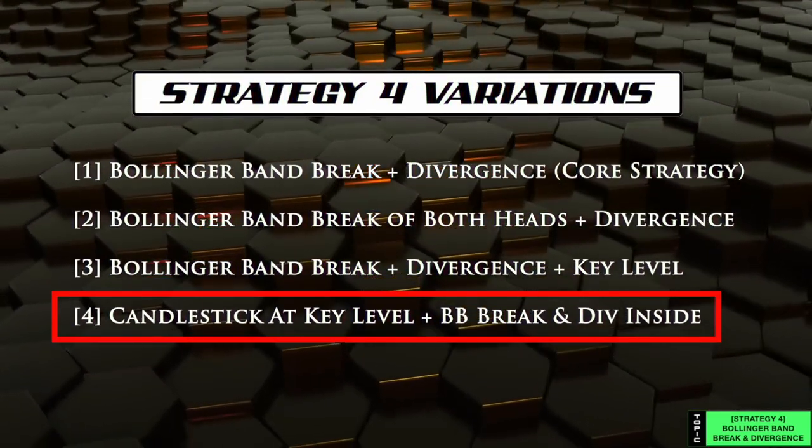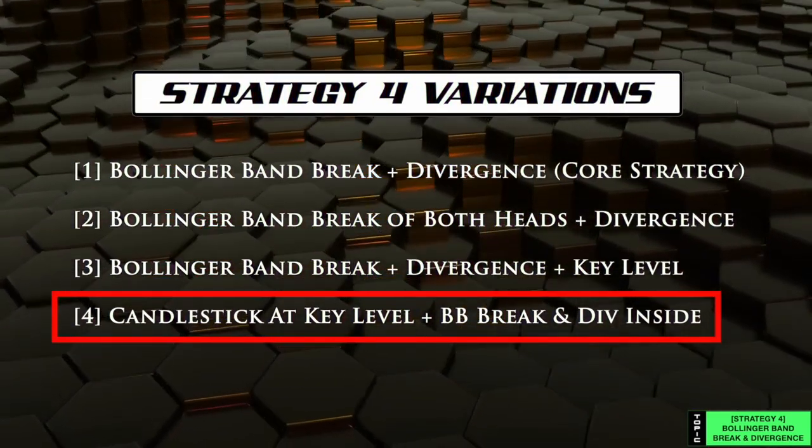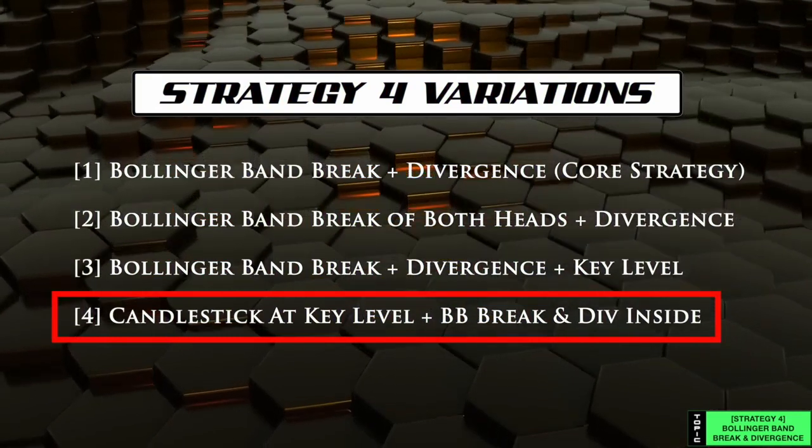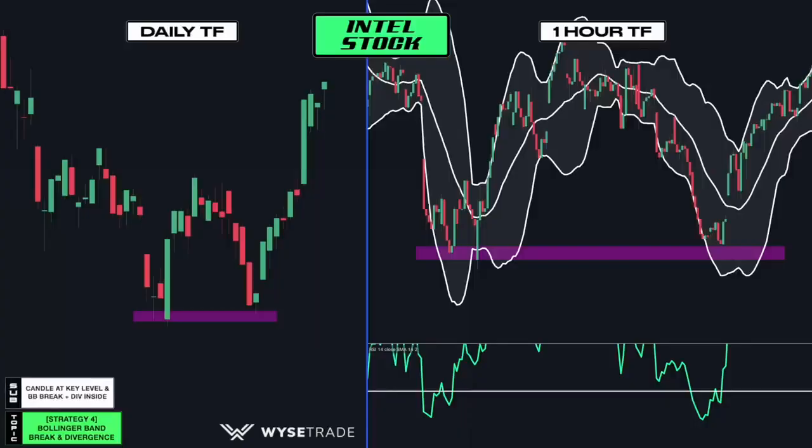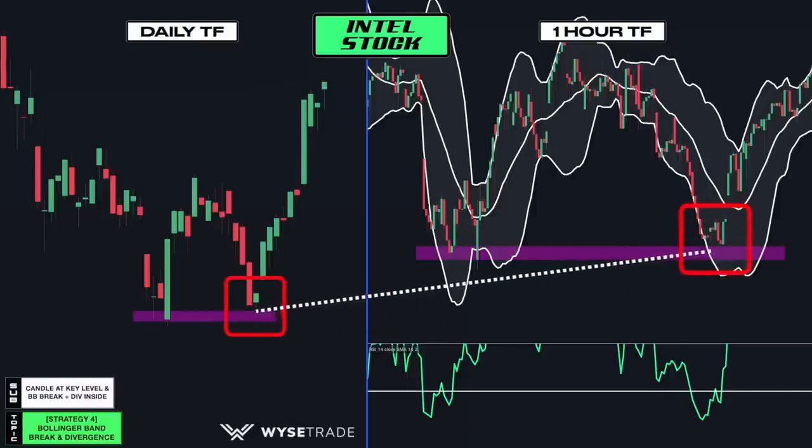Identifying a candlestick pattern at a key level and then looking inside on a lower time frame for the Bollinger Band break and divergence setup. This is the Intel stock again. On the left is the daily time frame, and on the right is the 1 hour time frame. You had your key level here because of this reversal point. As price came back down, you had a long wick candle form right at the key level, which presented a trade opportunity long. The trade setup here is this same area here on the 1 hour time frame.